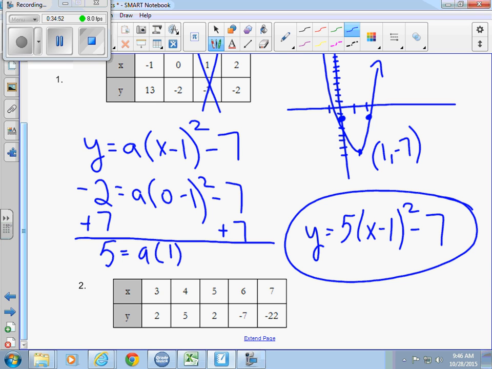Or if you got stuck on finding A or something like that, you can use it. And tomorrow I'm going to show you how to write in vertex form from standard form. Not tomorrow, Friday. So you could use the equation to get the standard form equation and then write it in vertex form. You don't know how to do that yet.